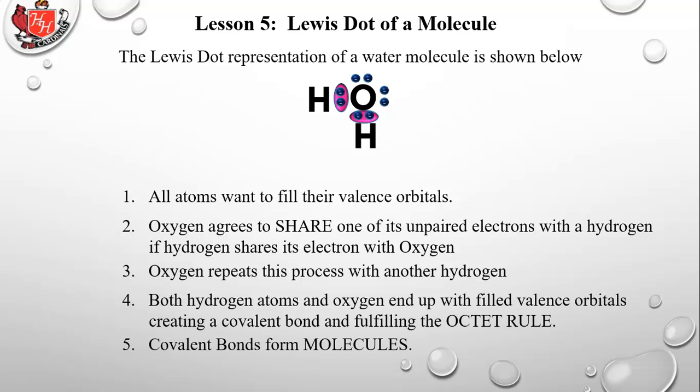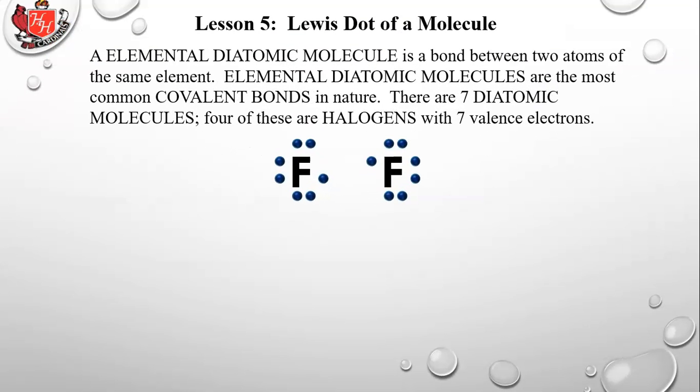Covalent bonds form molecules. Those are independent structures that can move around independently. They're not stuck in a brick wall or in an apartment building the way ionic formula units are. An elemental diatomic molecule is a bond between 2 atoms of the same element. Elemental diatomic molecules are the most common covalent bonds in nature. There are 7 diatomic molecules.